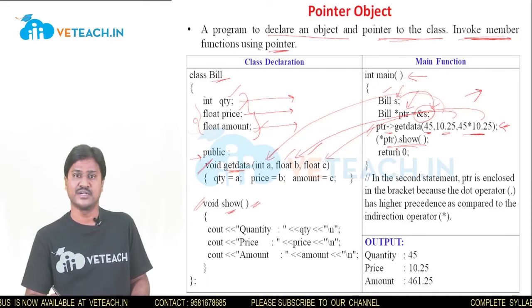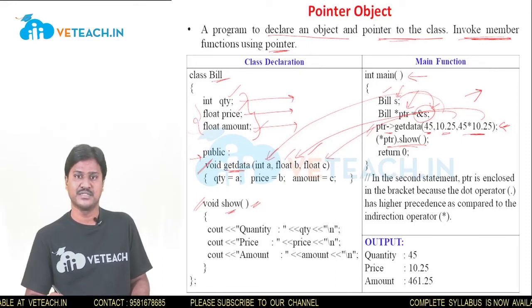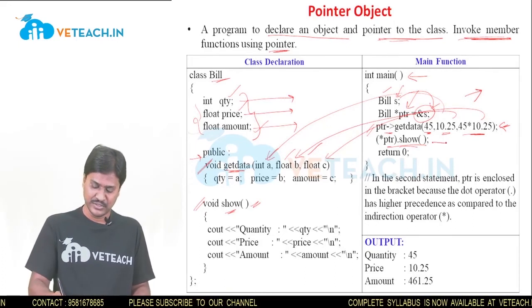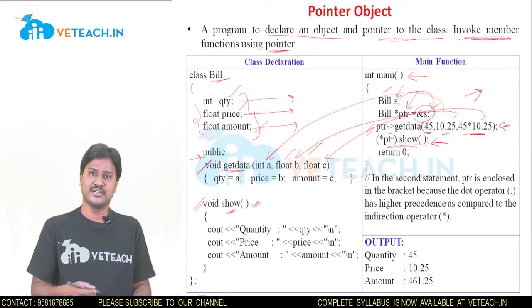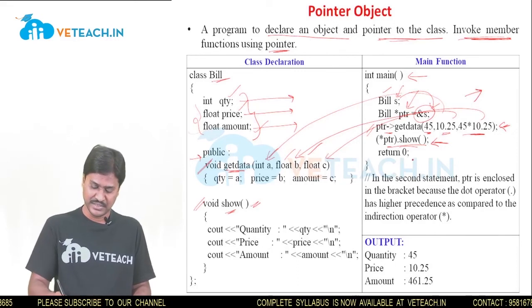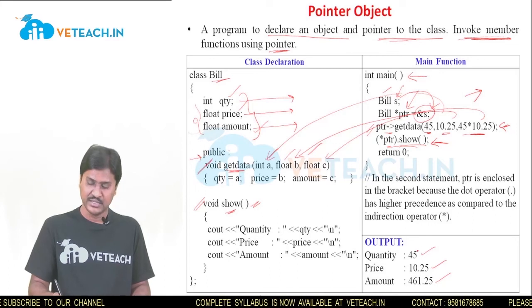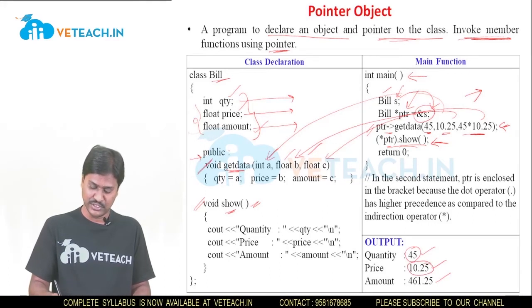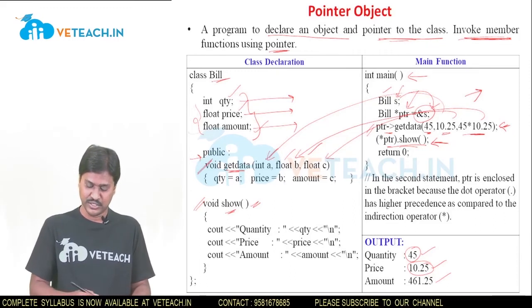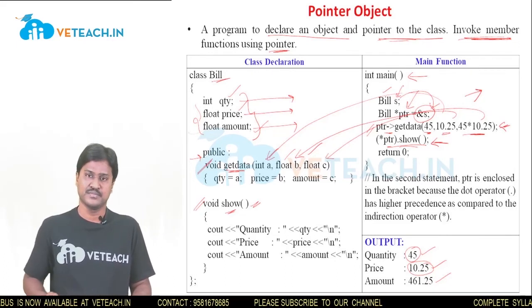When we use the dot operator to call the member function as with a normal object, we need to overcome the precedence of the operator, so we put parentheses like this. This is another way to invoke the member functions using pointer objects. When we execute these two, first we enter the values and it displays the quantity as 45, the individual price of the item as 10.25, and the total product as 461.25. This is the output collected from this pointer object.